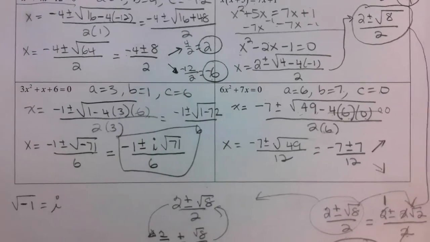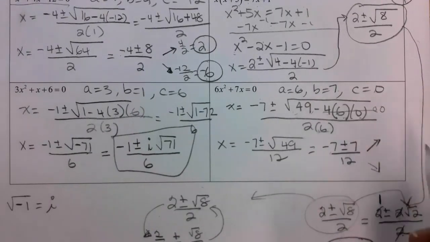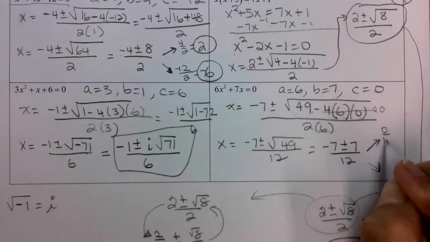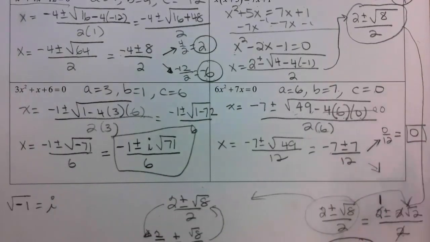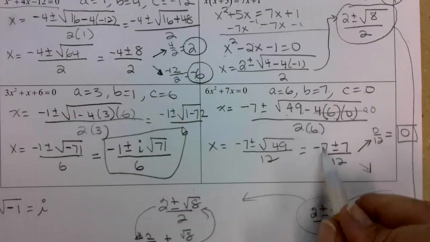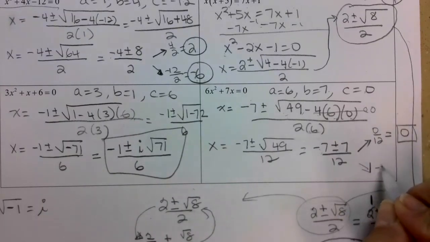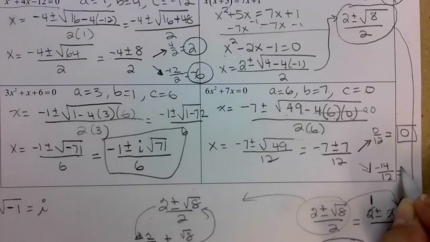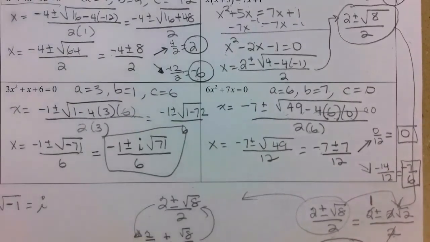So I do my arrows here, one for the plus and one for the minus. So -7 plus 7 is 0, right? 0 over 12. 0 in the numerator of a fraction is 0. So there's one answer. And then go the bottom route, the minus: -7 minus 7. That's -14 over 12. And then reduce that: -7/6. And there is the other answer. Okay, I hope that helps.